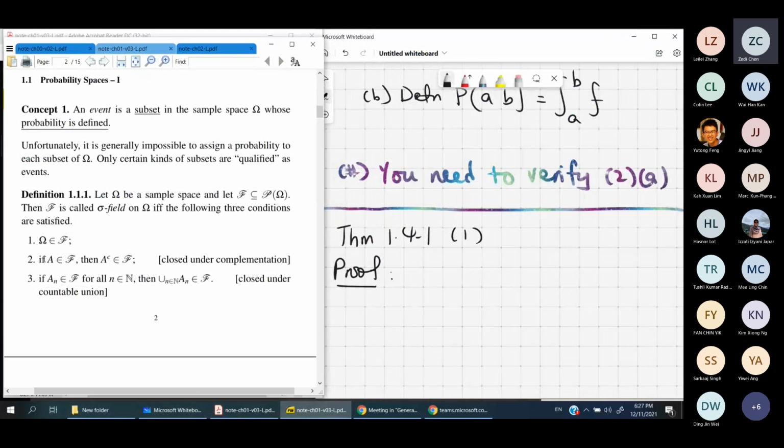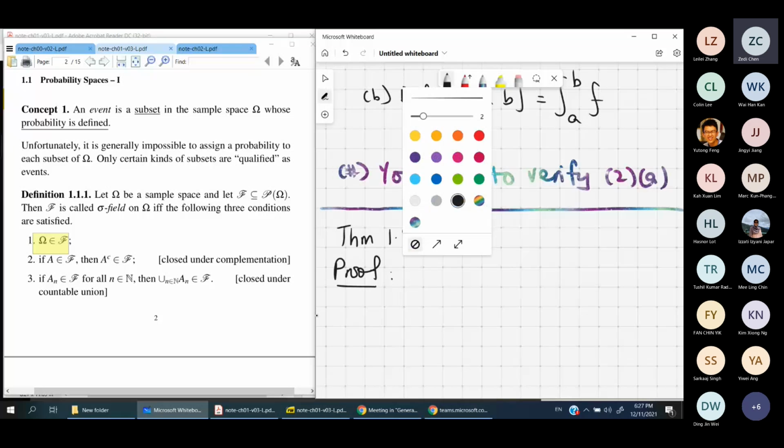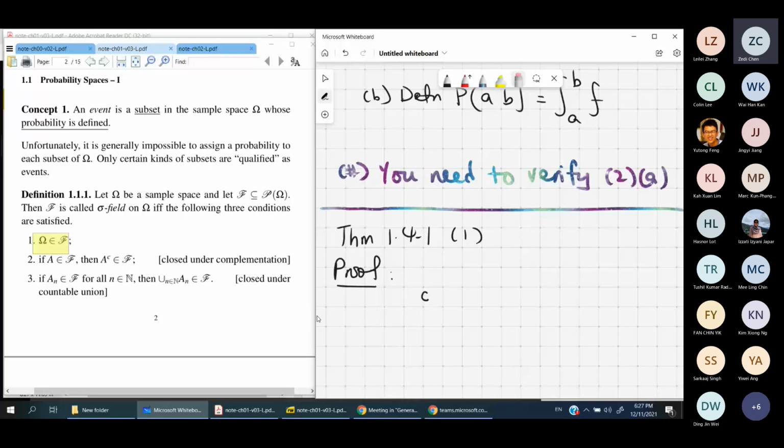So what is it? You can see we have this. If A is an event, A^C must be an event. This is the first thing. Next, omega is an event. So we can make use of these two. First, omega can be written as the complement of the empty set, and the empty set is the complement of omega.